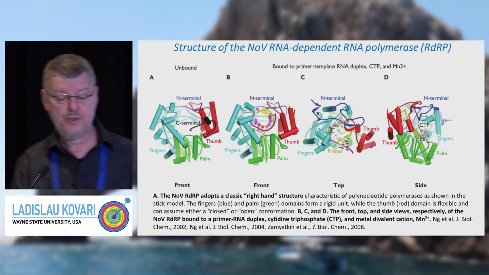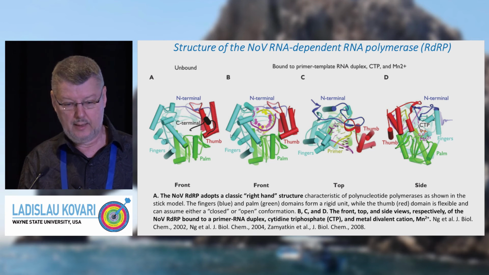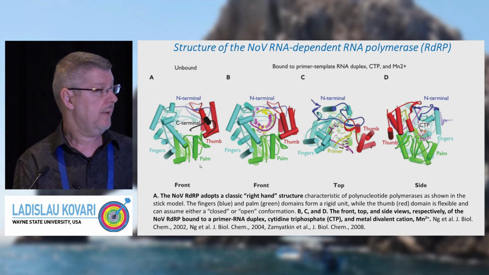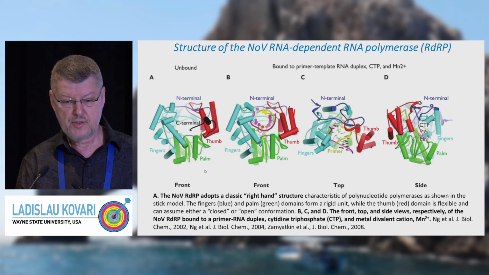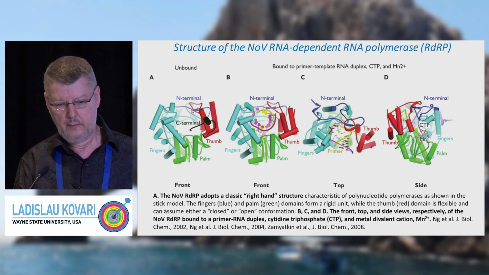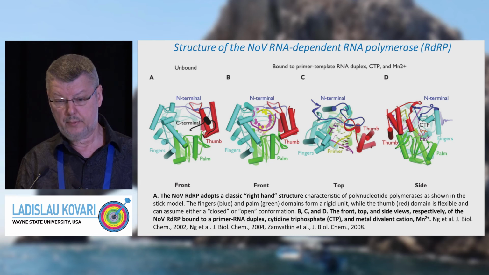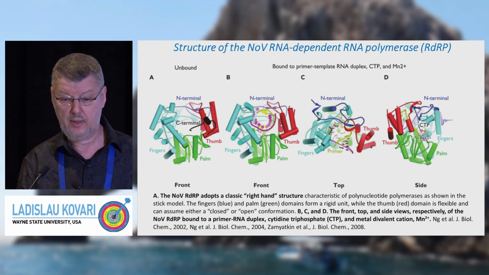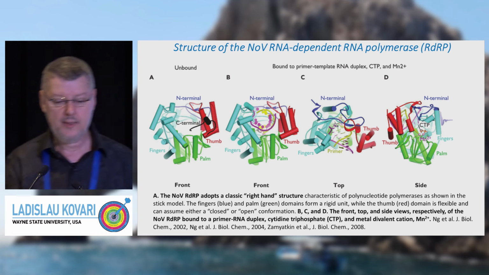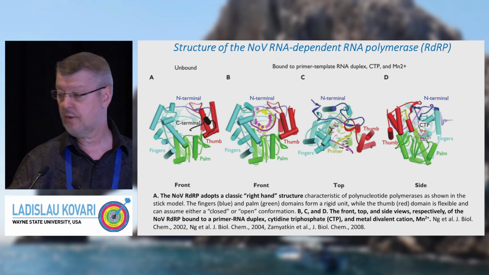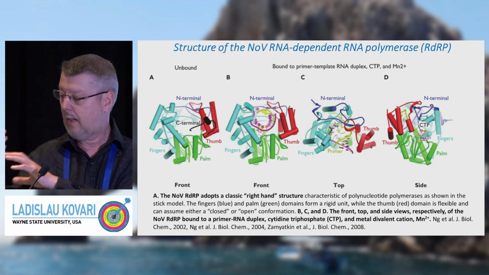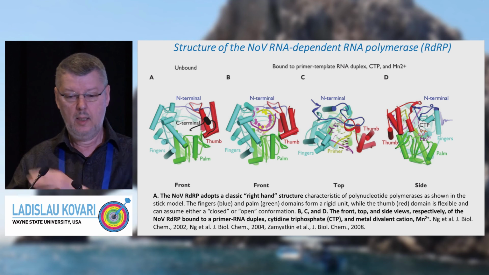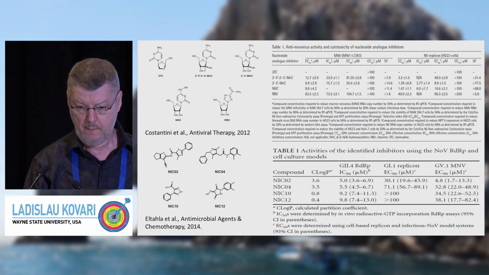Now I'm going to switch to the other drug target, the RNA-dependent RNA polymerase, and this is the crystal structure of the APO protein, and this is the structure in various orientations for the complex. This structure has a classic right-hand structure, so the finger and the palm are rigid, and the thumb is flexible.